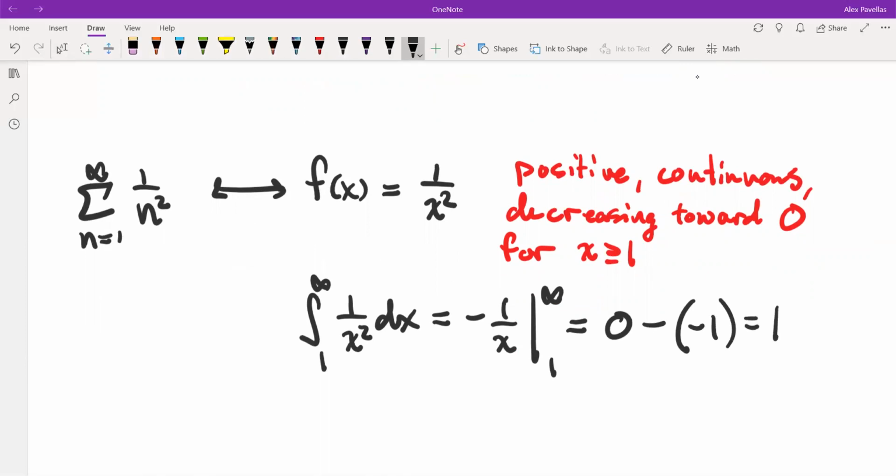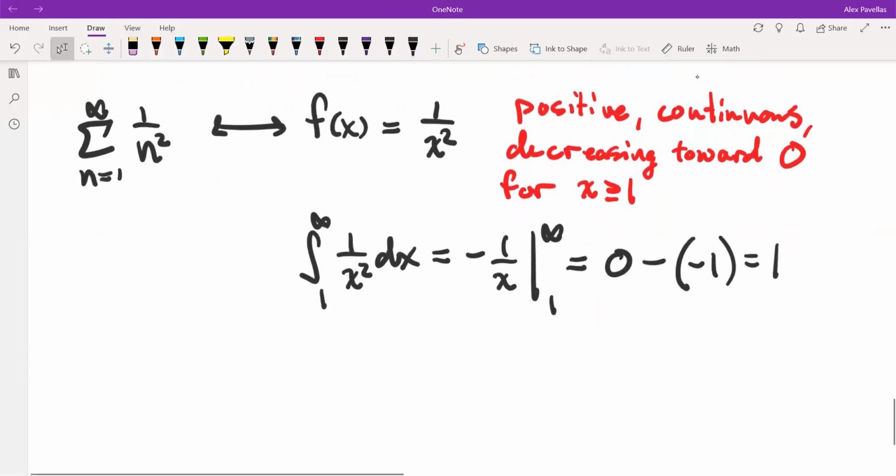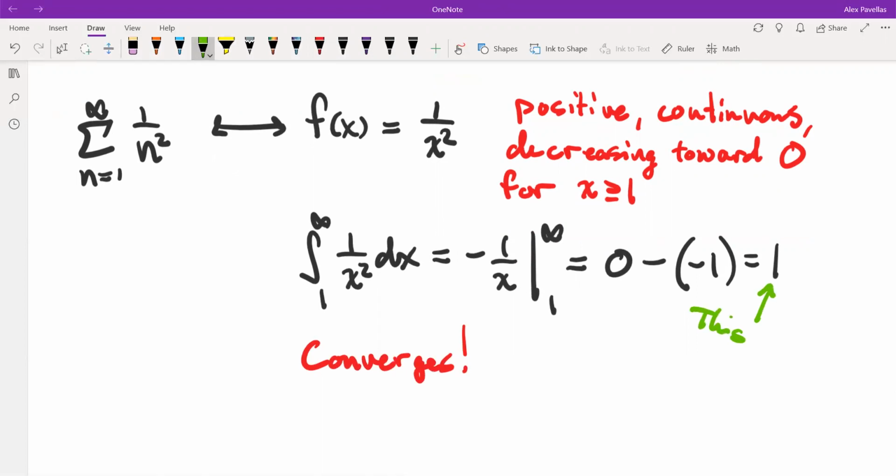Okay, so this is a number, which means that the integral converges. So converges. Because 1 is in fact a number. This 1 does exist. All right, which means the integral converges. Yeah, this isn't philosophy class. We don't have to spend a whole bunch of time debating whether 1 exists or not.